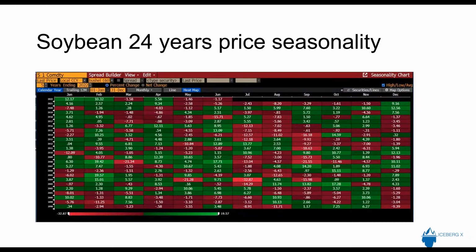So we are only in the first week into August, so we still have 3 weeks remaining. Let's see whether history will repeat itself, whether August is indeed a weak month or not. But generally, I think over the past 24 years, we can clearly see that around July to September is usually quite a weak period for soybean.